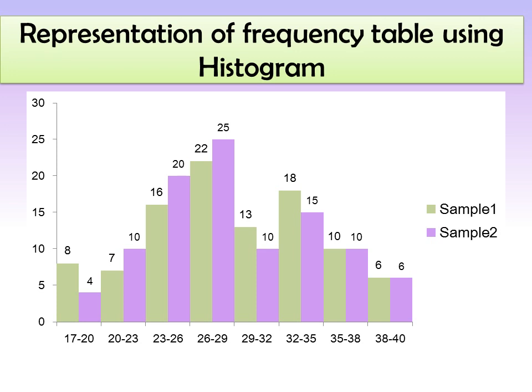By visualizing this graph, we can see which class interval has the highest frequency for which sample. Here, for the class interval 26 to 29, the sample 2 data has the highest frequency, that is 25. Similarly, for the class interval 17 to 20, sample 2 has the lowest frequency, that is the value 4. Like this we can compare the data easily.